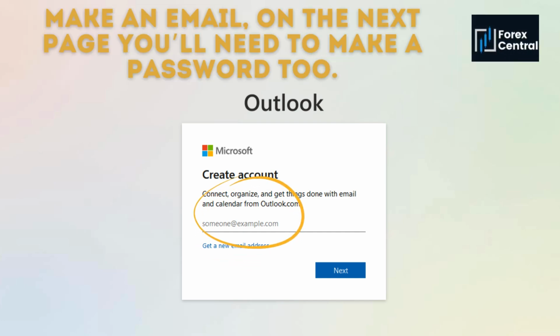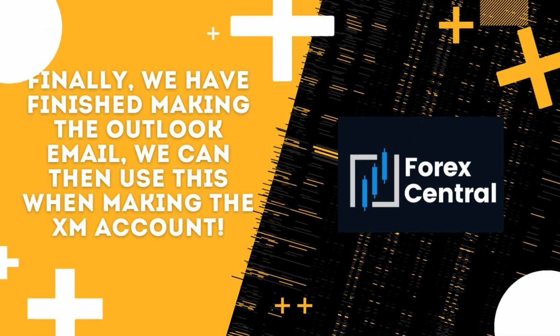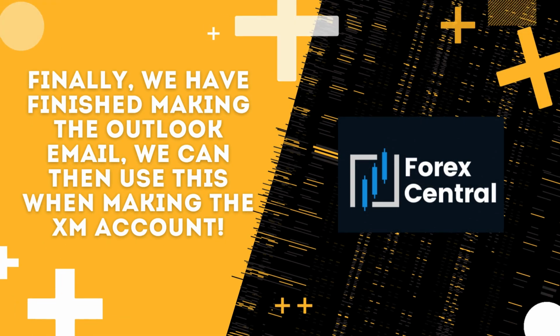Once there, you are going to make your Outlook email and password. After you have finished all the steps, you have finally made an Outlook account. Finally, we have finished making the Outlook email. We can then use this when making the XM account.